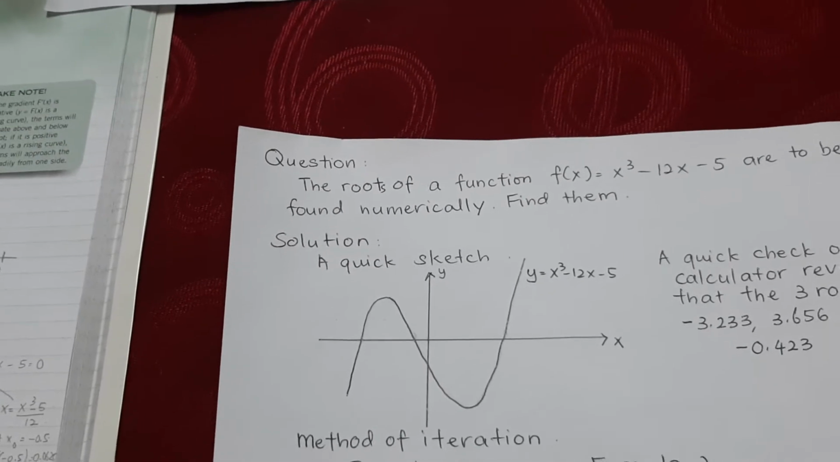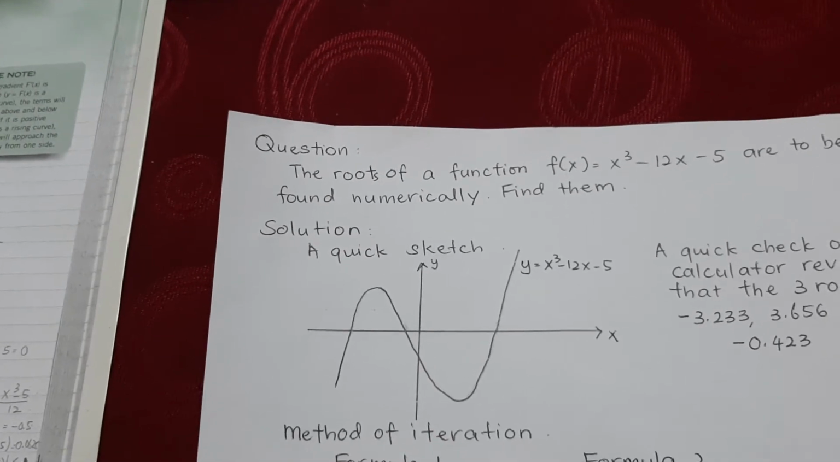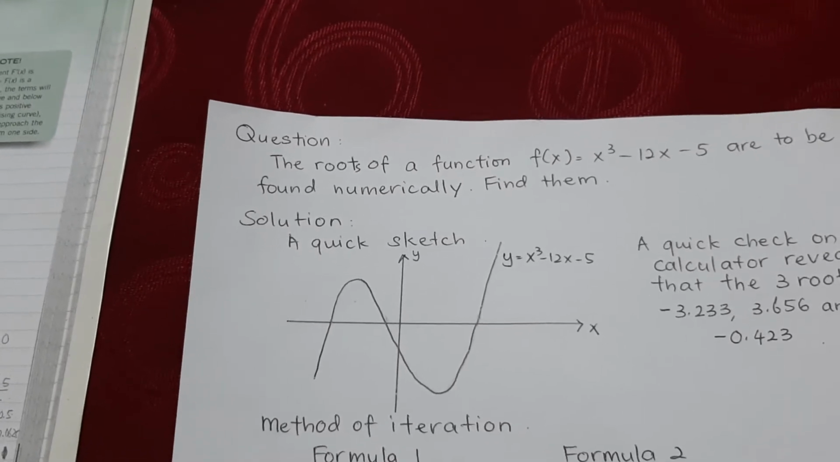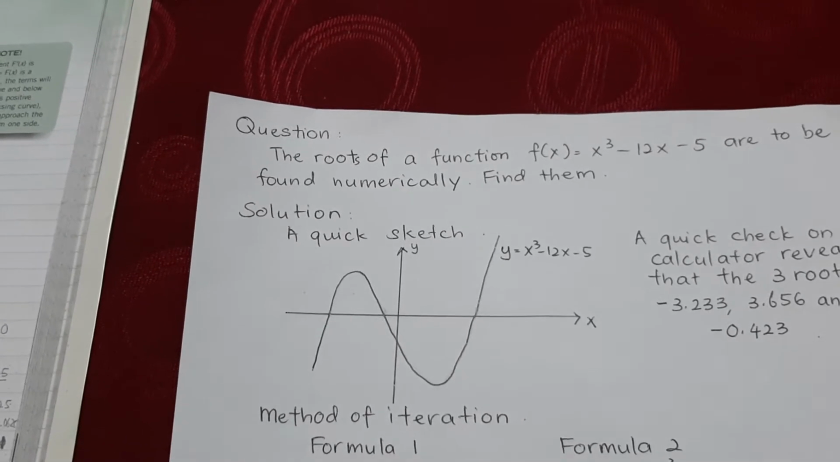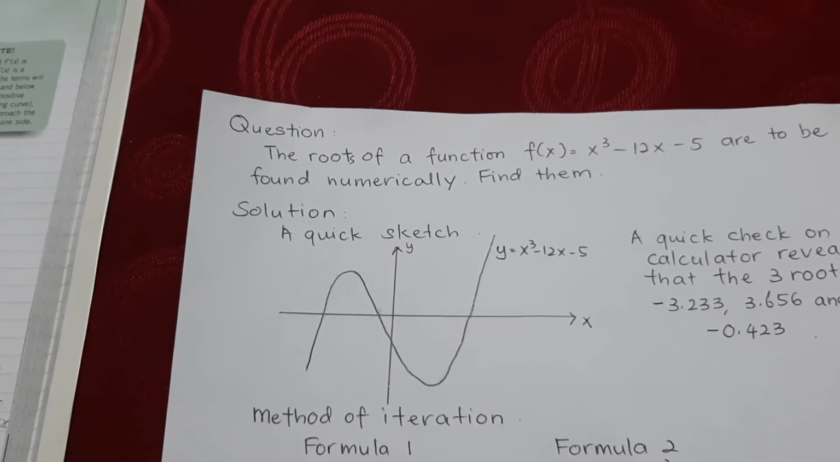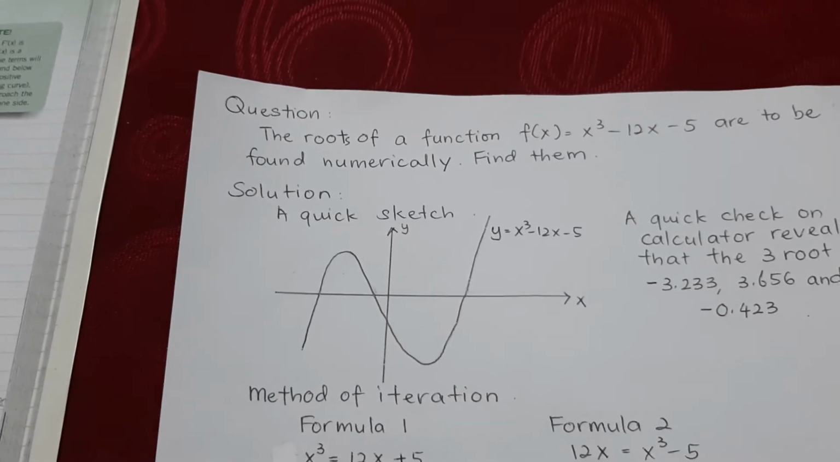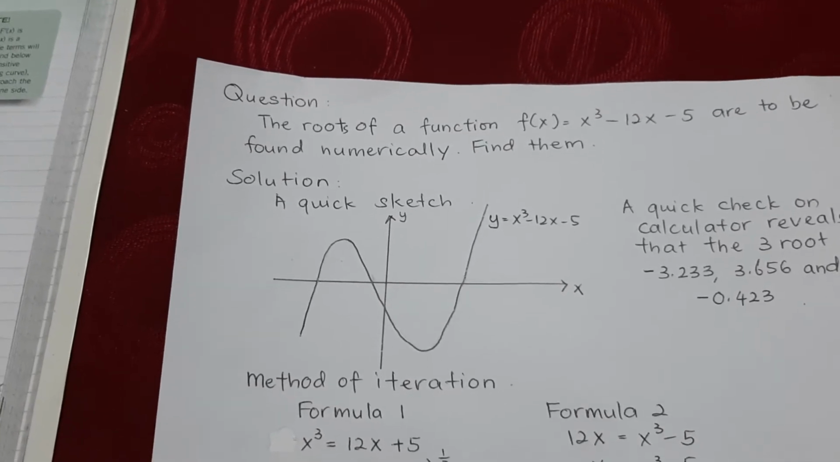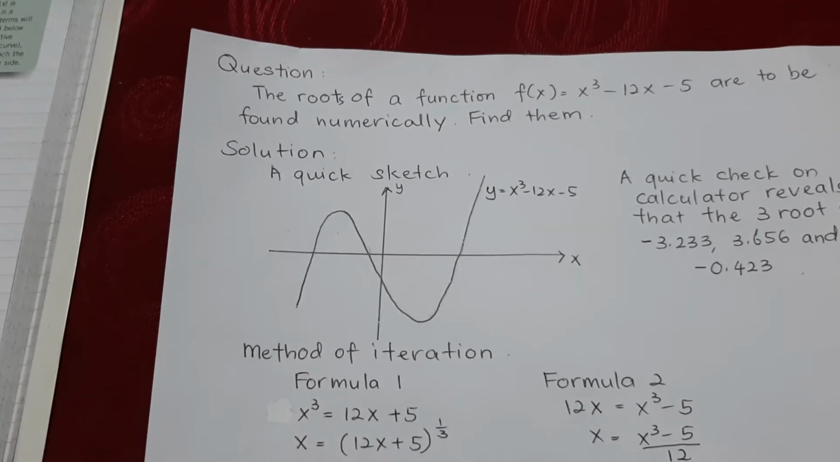The roots of a function f(x) = x cubed minus 12x minus 5 are to be found numerically. It means you have to do numerical iteration. Find them. Now, to do this numerically, we do a quick sketch first. Try to sketch the cubic function.